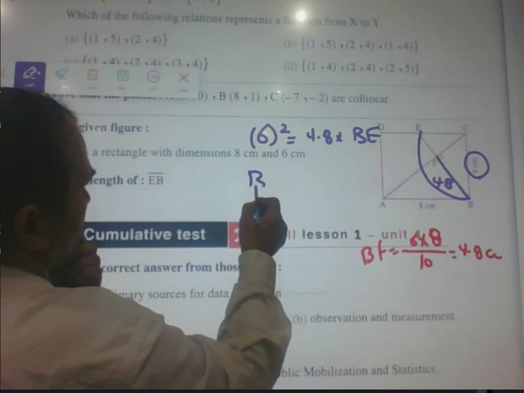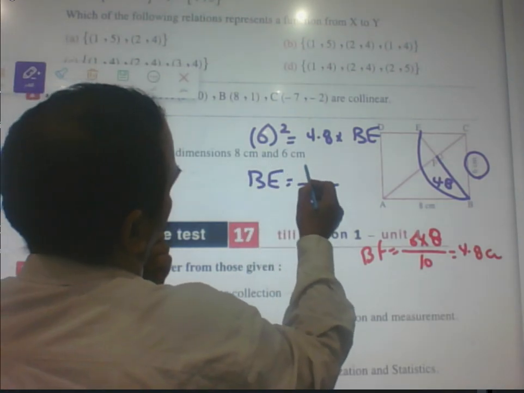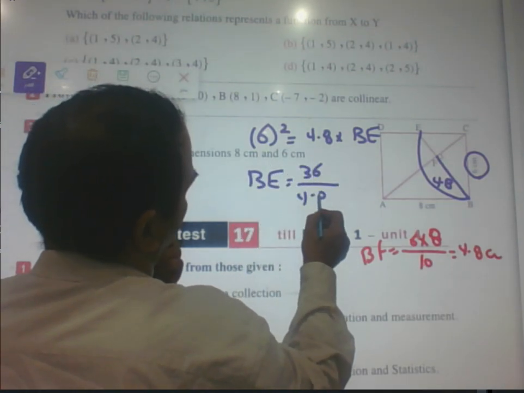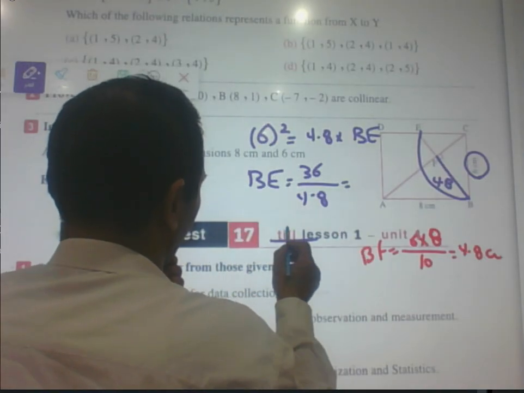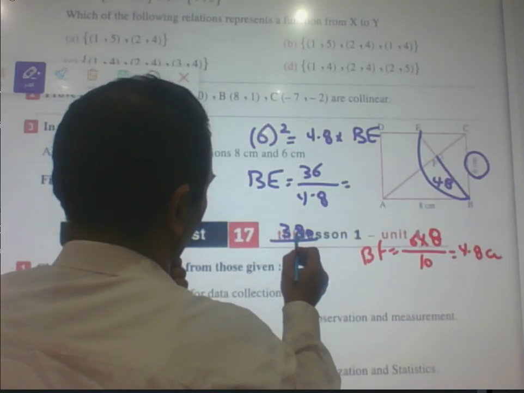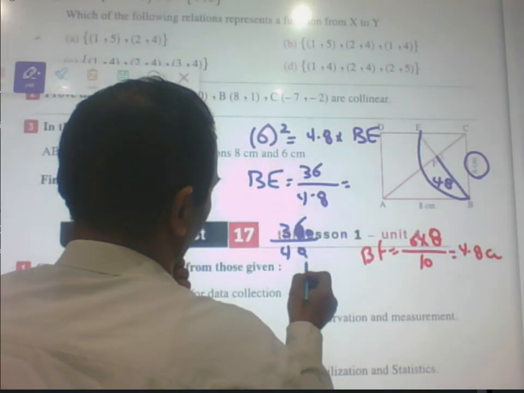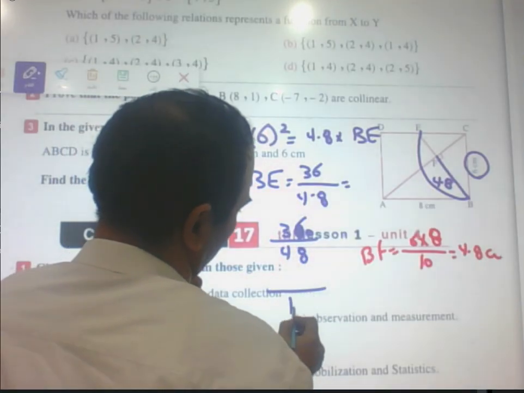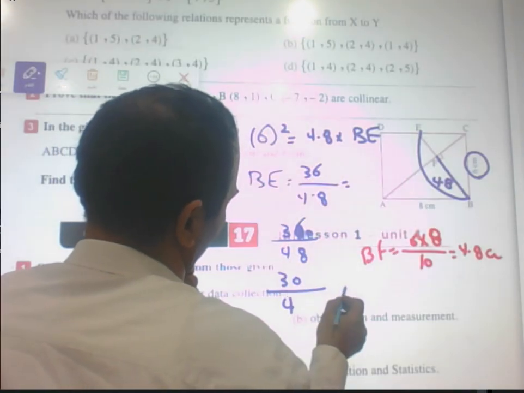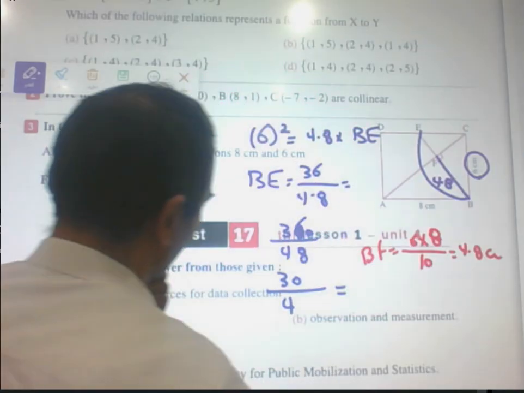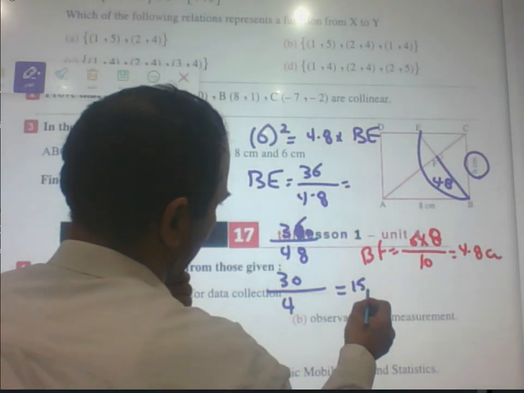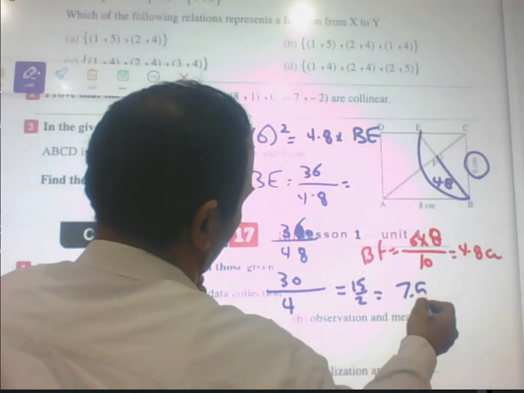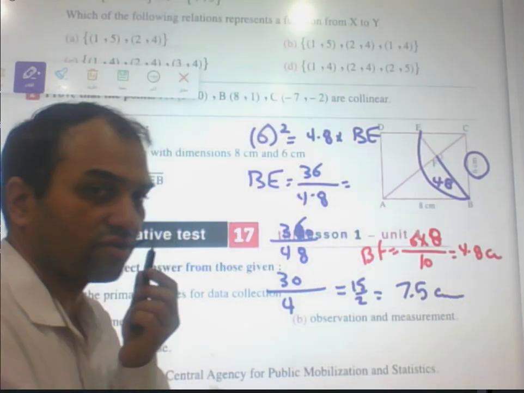Then BE equals 6 power 2 over 4.8, which is 36 over 4.8. We can multiply by 10 or use a calculator to find the answer. 360 over 48. You can divide it by 12. It will be 30 over 4, then divided by 2, 15 over 2. The result will be 7.5 centimeters. You can use a calculator to find the answer.